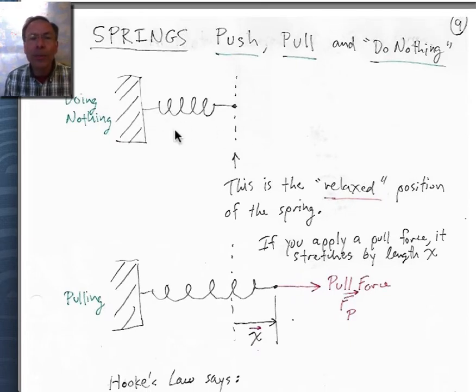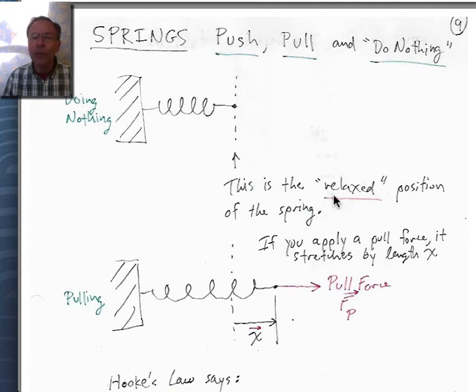So springs can push, they can pull, and they can do nothing. I've got here an example of a spring. This over here, this represents the wall, a brick wall or something. And the spring, my spring is attached on the left-hand side to the wall, and this dot at the end, that represents the other end of the spring, and this also represents the place where we're going to be measuring X. So right now, the spring is relaxed, and we're going to call that the X equals 0 location.